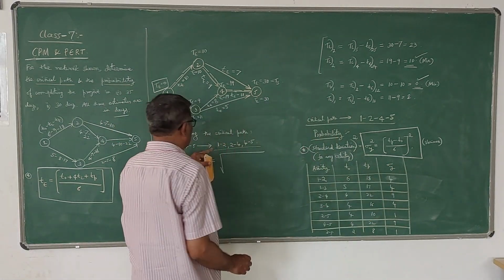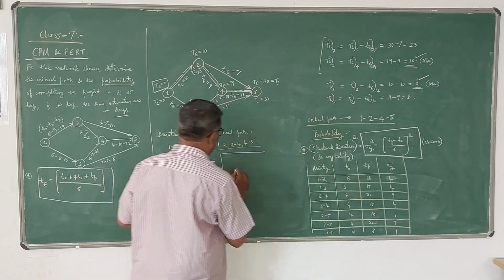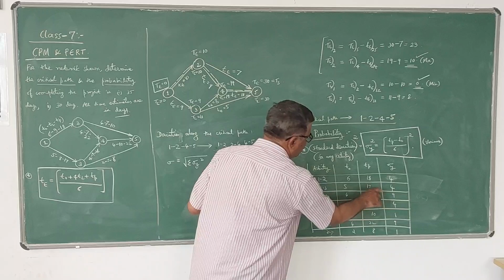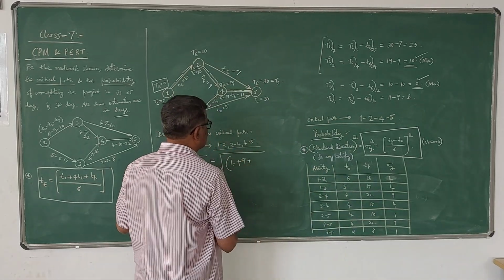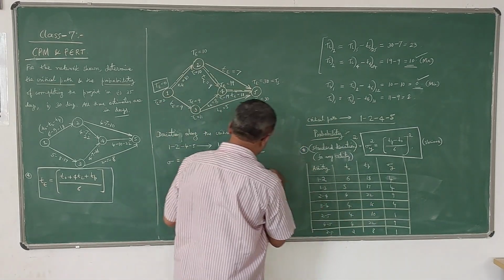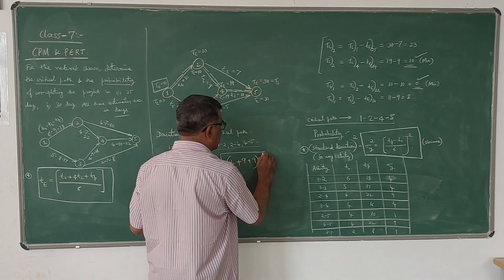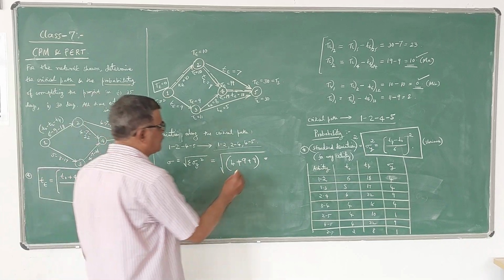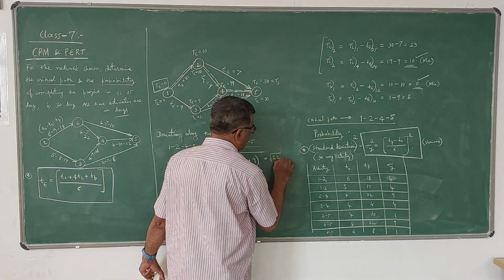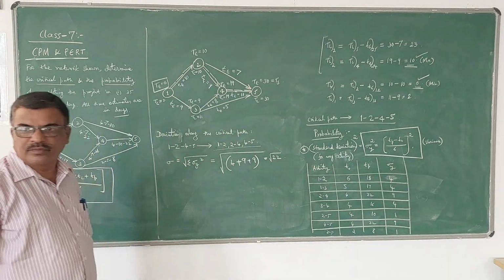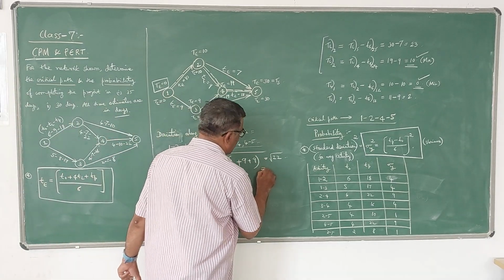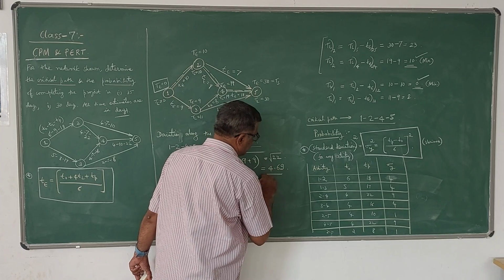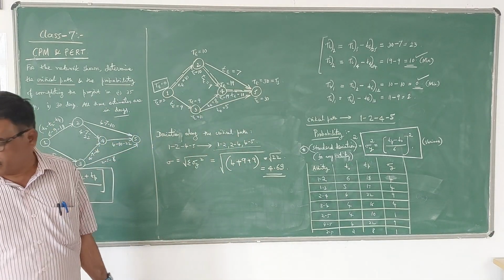That is the square root of the values. For 1-2 the value is 4, plus for 2-4 it is 9, plus for 4-5 it is 9. So take the square root of that. 4 plus 9 plus 9 is 22. So the square root of 22 is 4.69. That is the standard deviation of the critical path. Got it?